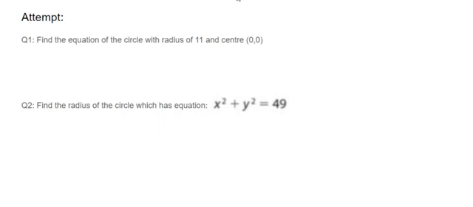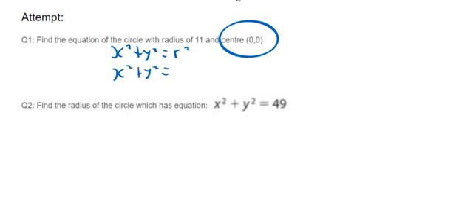For the first one, I'll write down my general equation, x squared plus y squared equals r squared. Because we have center 0, 0, that's the equation of the circle. It says that the radius is 11. Therefore, I can do x squared plus y squared equals 11 squared, because you have to square what r is. So x squared plus y squared equals 121.